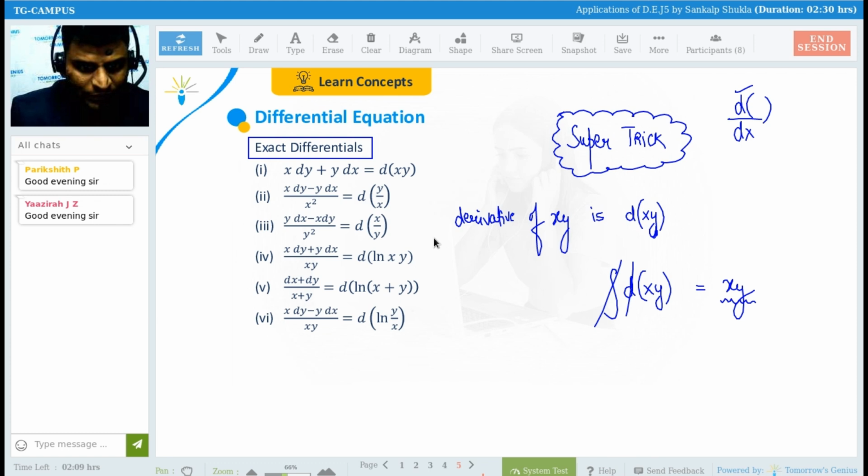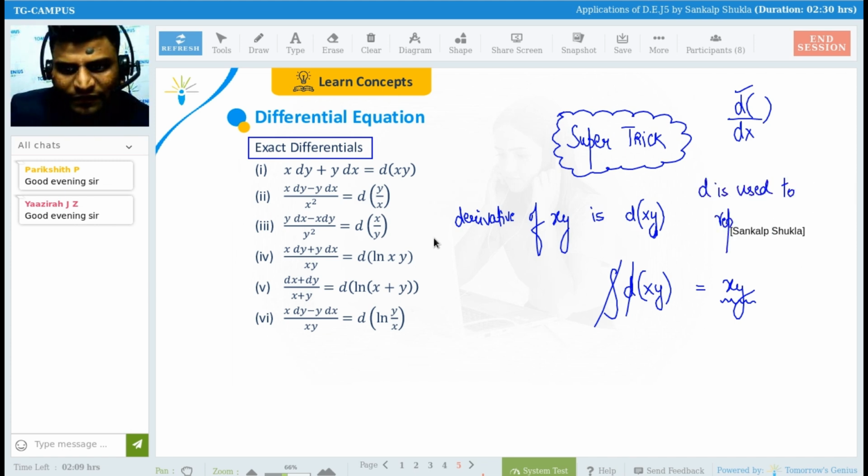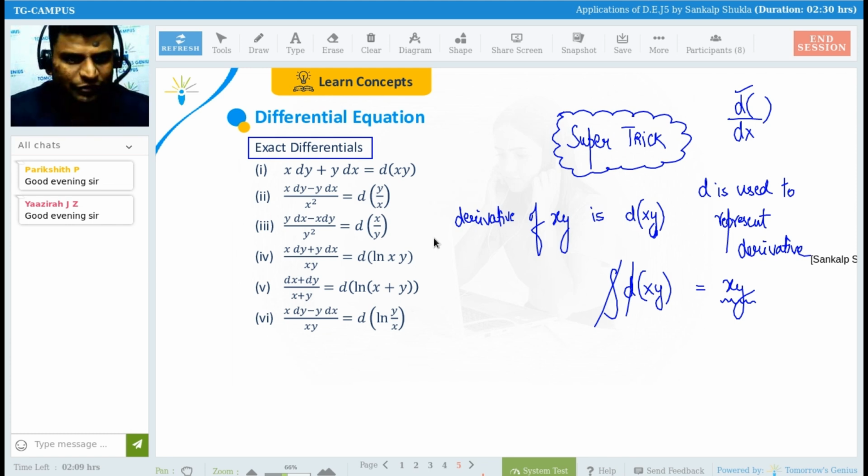Now see how you are supposed to find the derivative of xy using the product rule. When x is there, you have to differentiate y. Again, by the same logic, d is used to represent derivative. That's all. So dy means what? Derivative of y. So x dy plus y dx. This is going to be the answer.